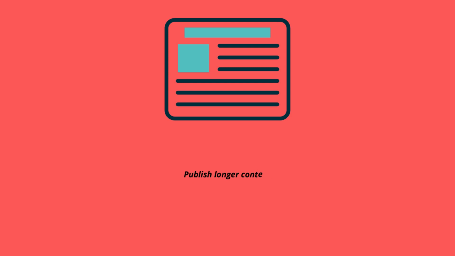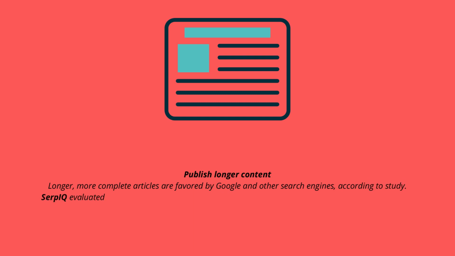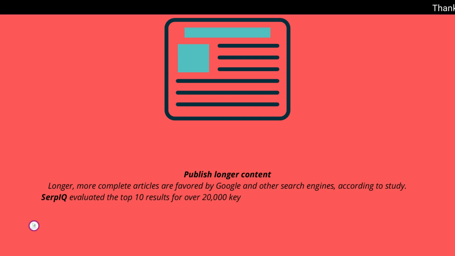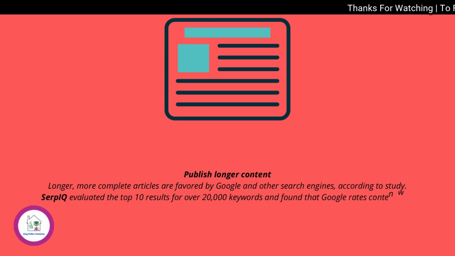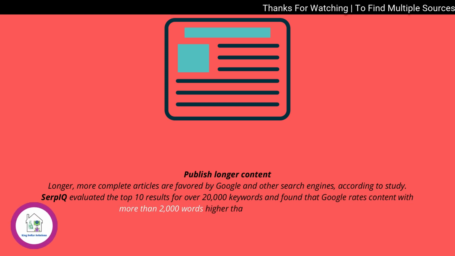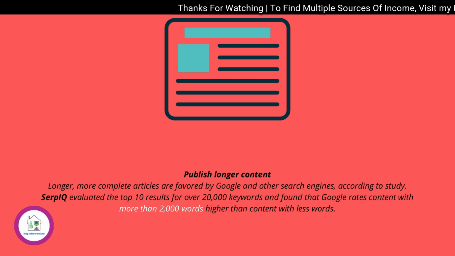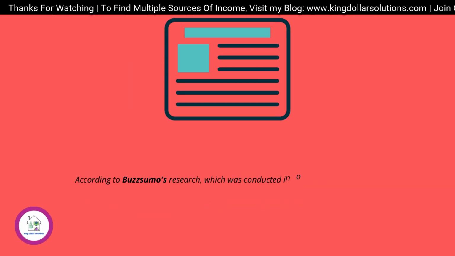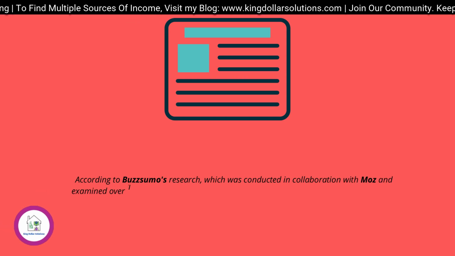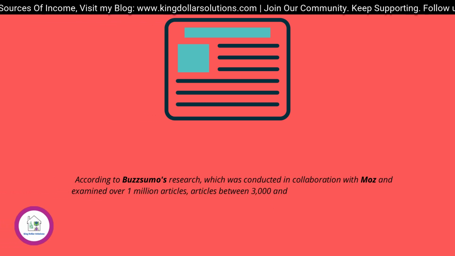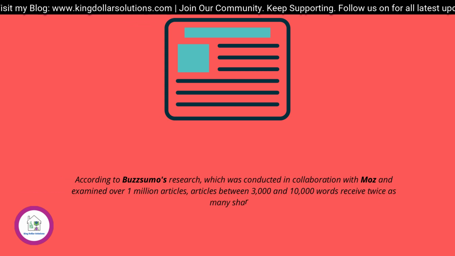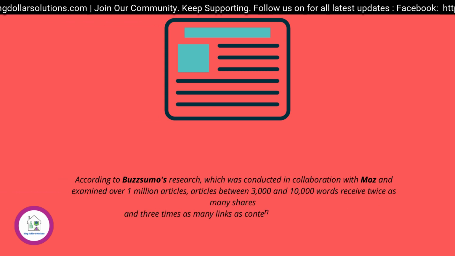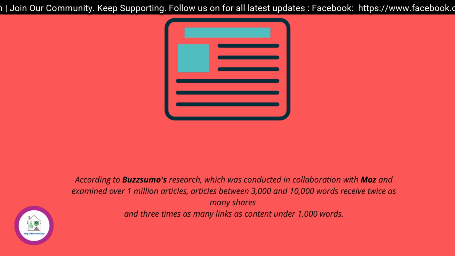Publish longer content. Longer, more complete articles are favored by Google and other search engines, according to studies. SERP IQ evaluated the top 10 results for over 20,000 keywords, and found that Google rates content with more than 2,000 words higher than content with fewer words. According to BuzzSumo's research, which was conducted in collaboration with Moz and examined over 1 million articles, articles between 3,000 and 10,000 words receive twice as many shares and 3 times as many links as content under 1,000 words.